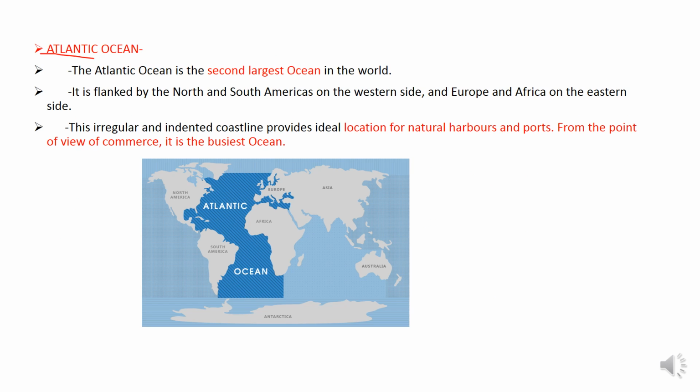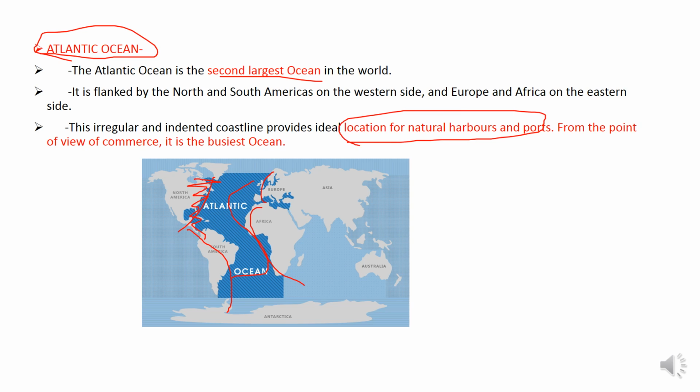Atlantic Ocean. This is like S. This is the second largest ocean in the world. It is flanked by North and South America on the western side, Europe and Africa on the eastern side. This irregular and indented coastline provides ideal location for natural harbors and ports. From the point of view of commerce, this is the busiest ocean.